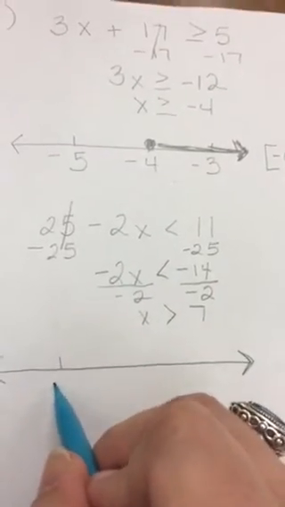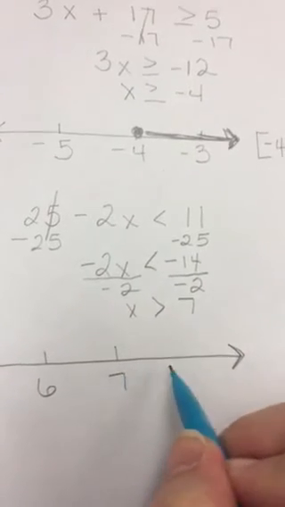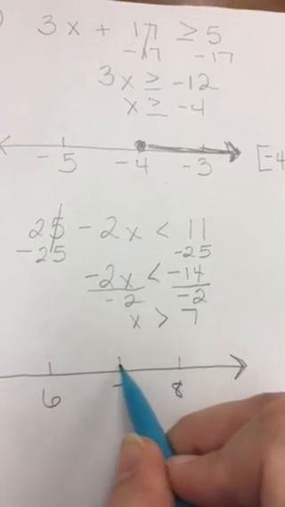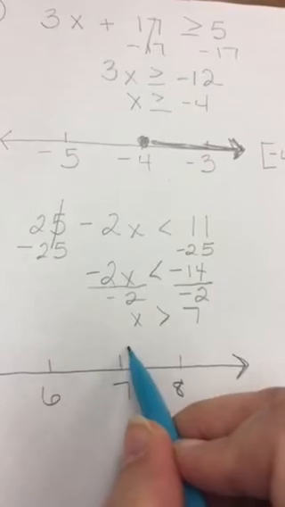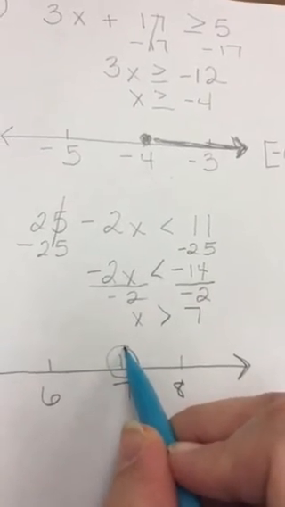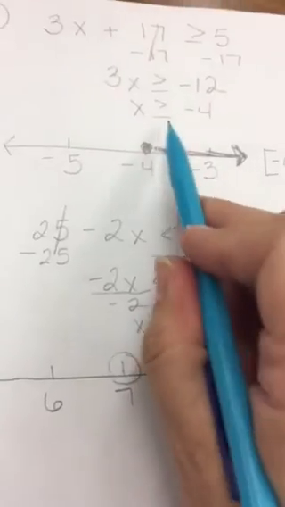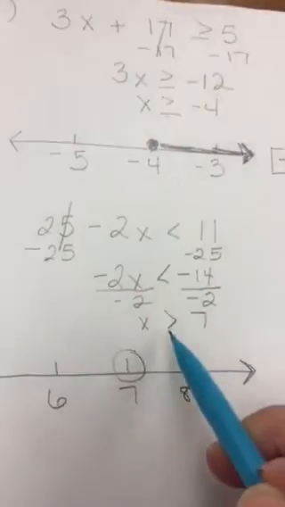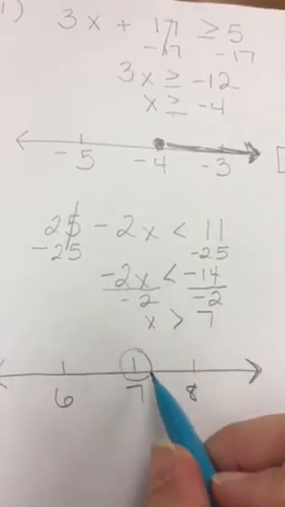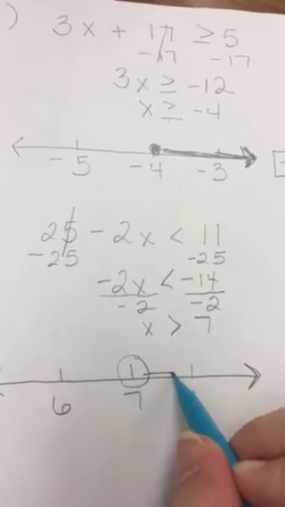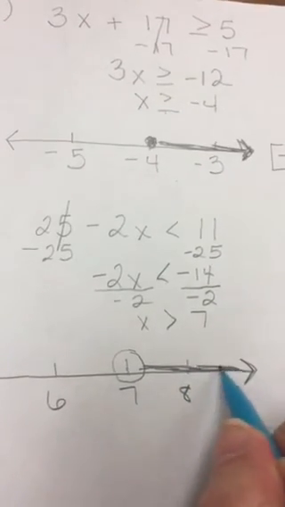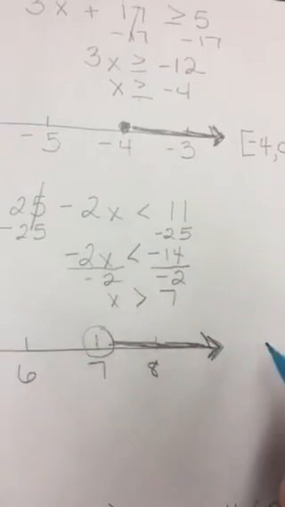So on my number line, I'm going to have 3 numbers in the correct order. And instead of having a closed circle here like in my last example, I'm going to have an open circle because 7 is not included. The line here says negative 4 is included. I don't have a line here, so 7's not included. So everything greater than 7 is a solution.